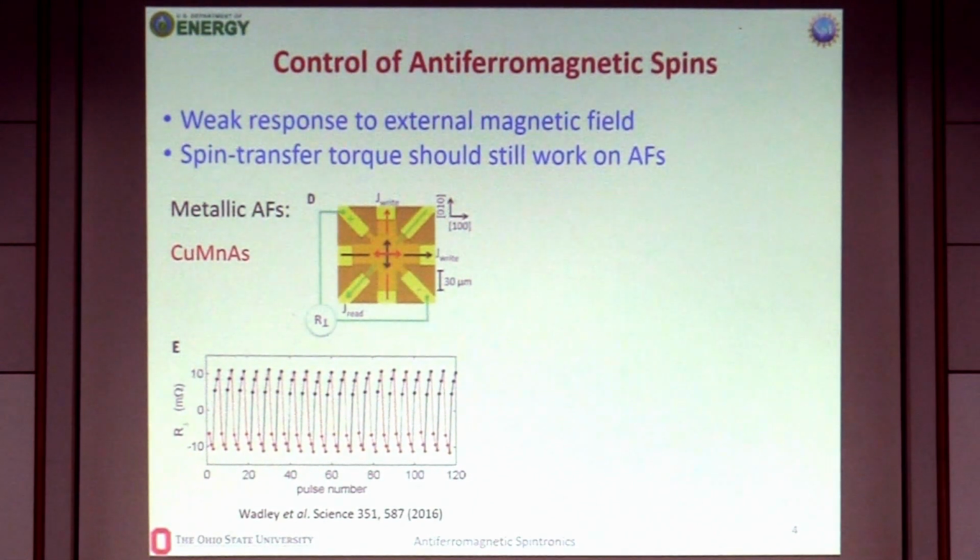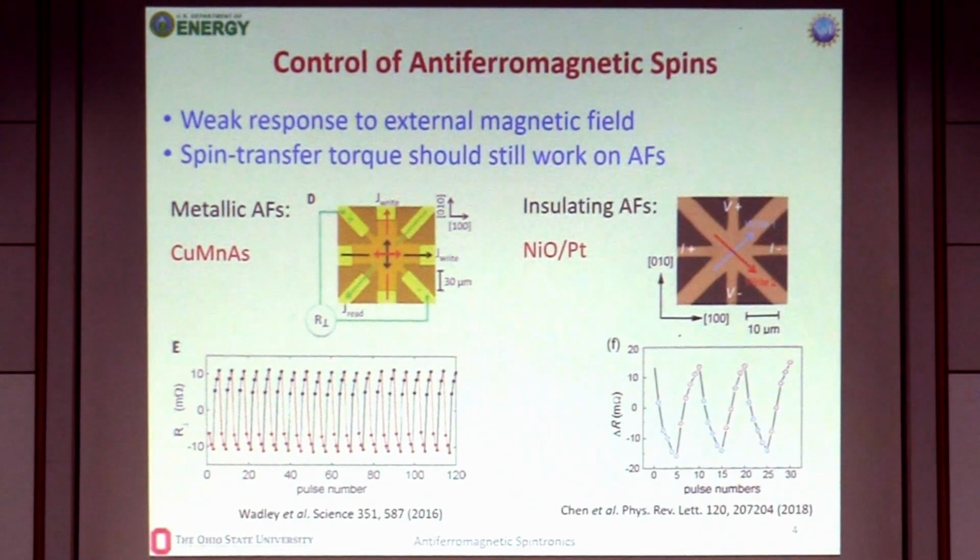One is by Professor Youngworth. This is the electrical switching of the metallic antiferromagnet, in this case the cobalt manganese arsenide. And another one is in the bilayer system by Professor Song's group. This is in the antiferromagnetic nickel oxide and platinum bilayers.